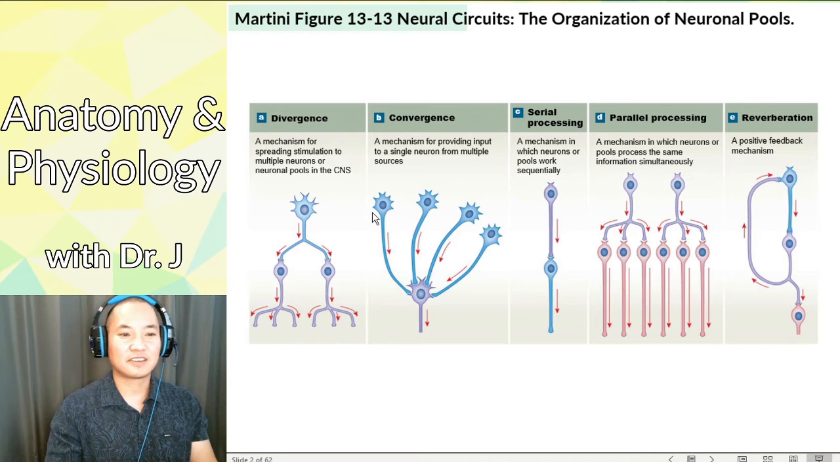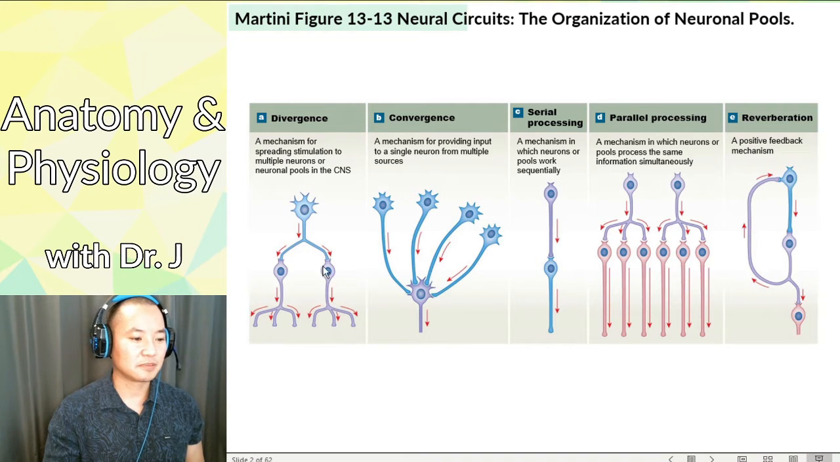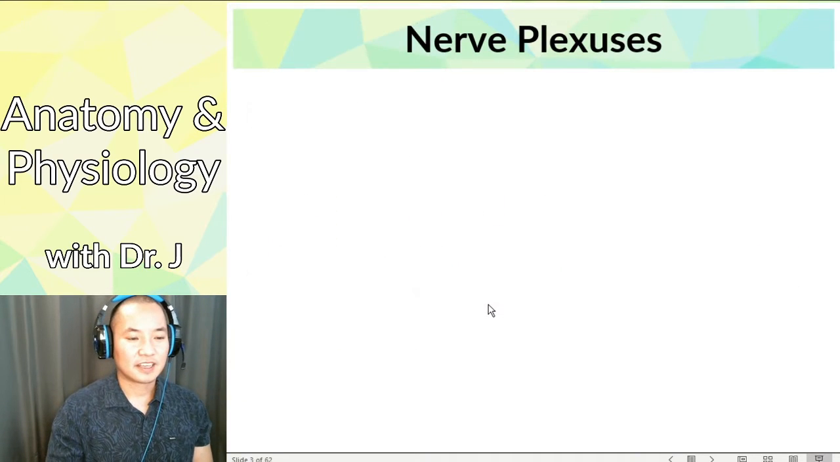Okay, so here are just basic types of neuronal pools. As we see here, all these different types of neurons are in different arrangements and sending signals in different ways. Here we have one neuron sending signals to multiple other neurons, whereas here we have multiple neurons sending signals to one neuron. And nerve plexuses. So what is a plexus?